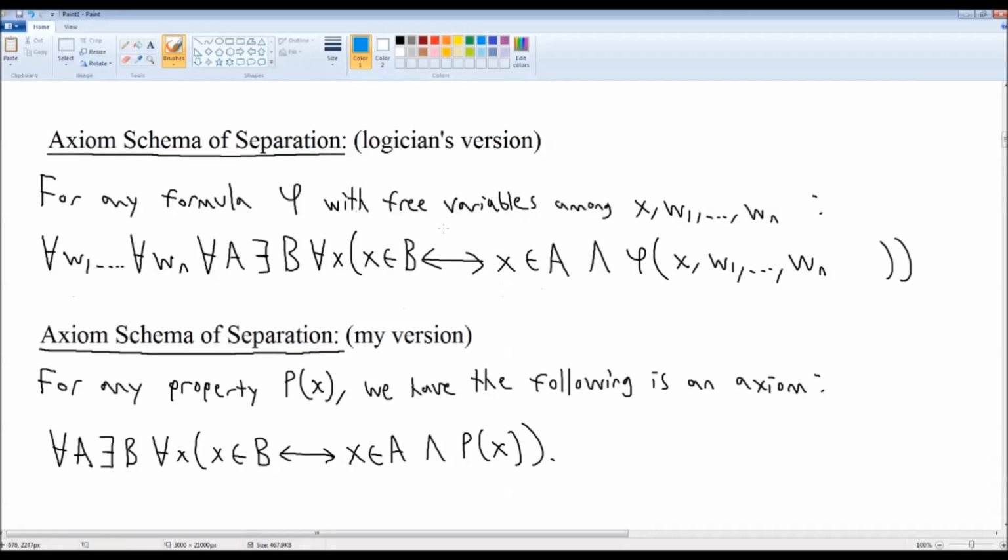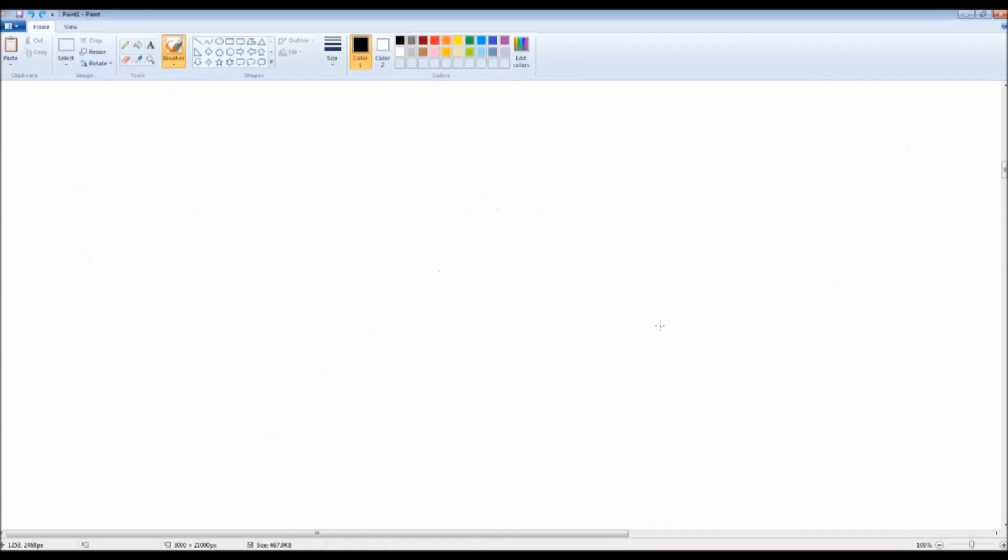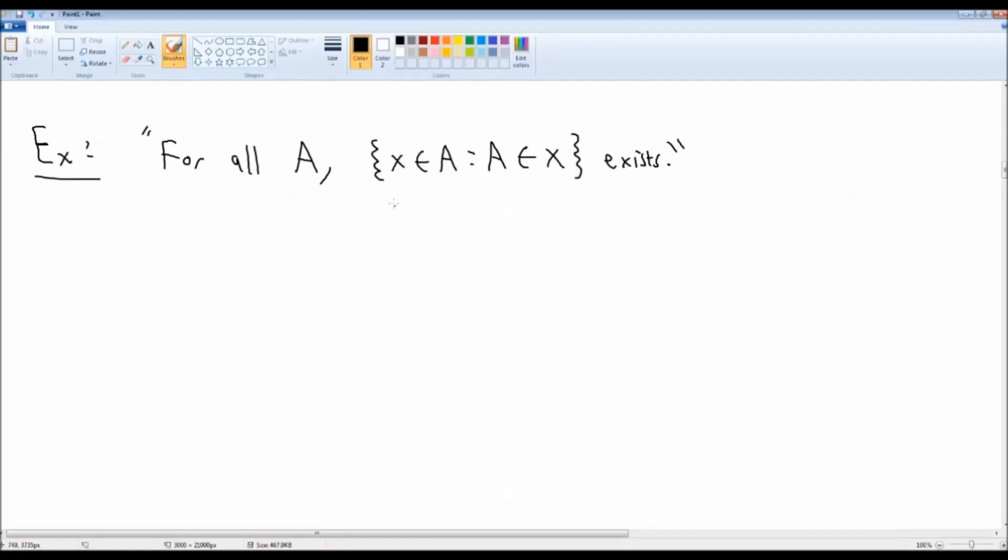So let me write this in blue. There's a version of this axiom schema that allows you to include the A among the free variables. However, even if you don't allow that concession, there's a way you can get around it. Let me show you a little example how you can do that. For example, let's say we have this statement. Can we guarantee that this set exists? Here, our P of X has an A in it, you'll notice.